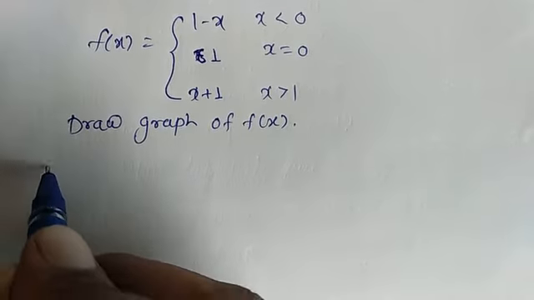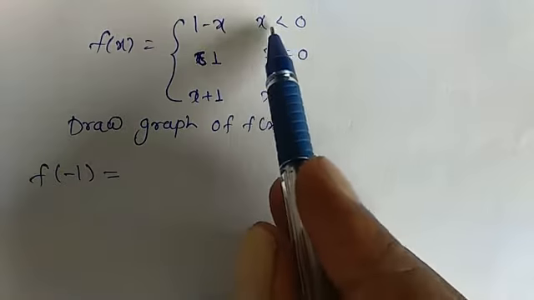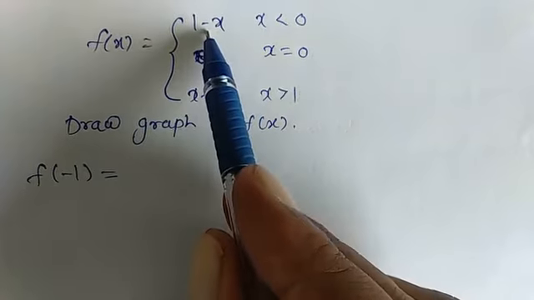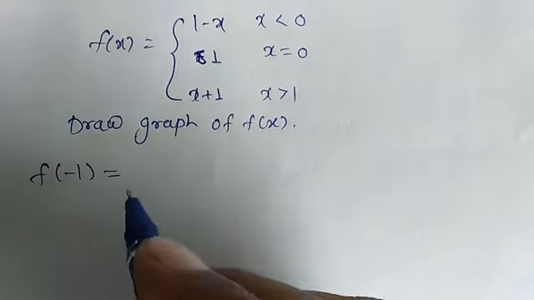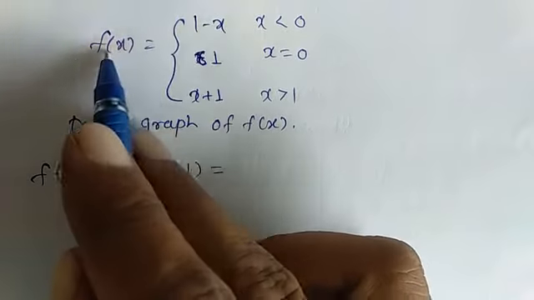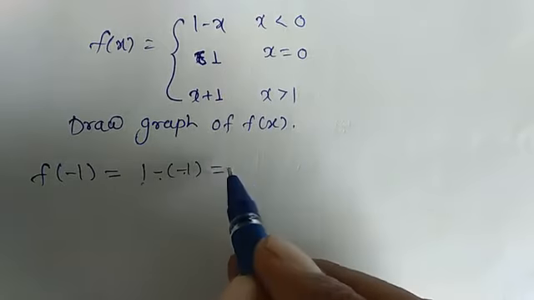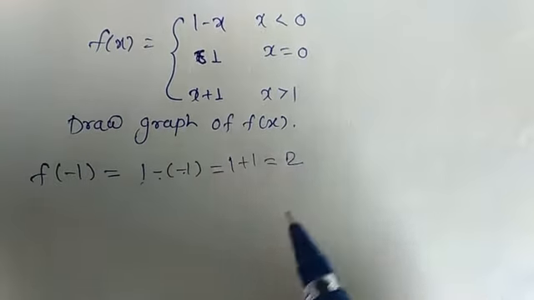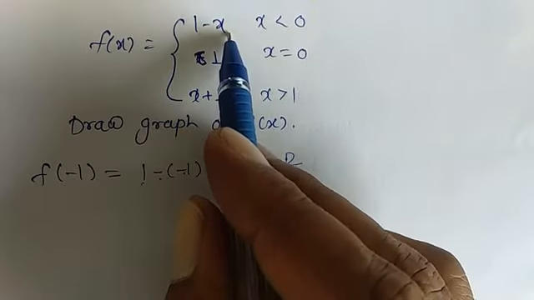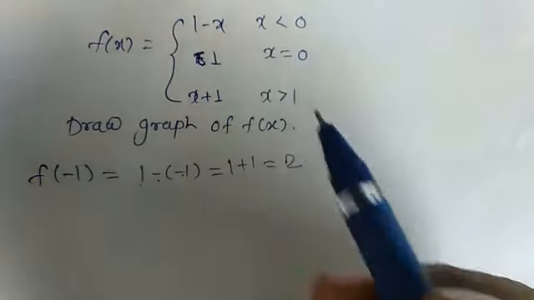So for f of minus 1: minus 1 is less than 0, which satisfies this condition. So 1 minus of minus 1, because the function f of x will be 1 minus x. So 1 minus of minus 1 is equal to 1 plus 1 is equal to 2. Here x is minus 1, so we take the function f of x is equal to 1 minus x, because it is in the condition x less than 0.